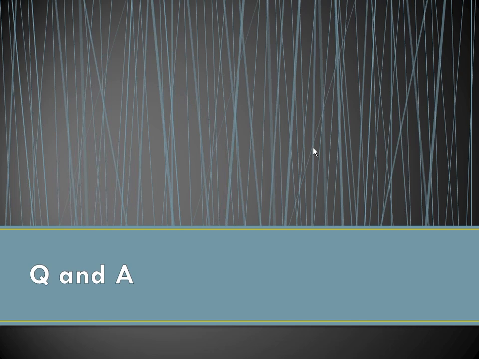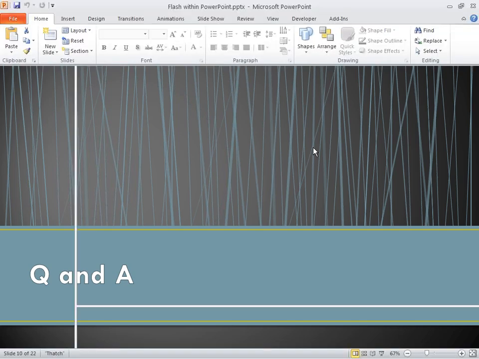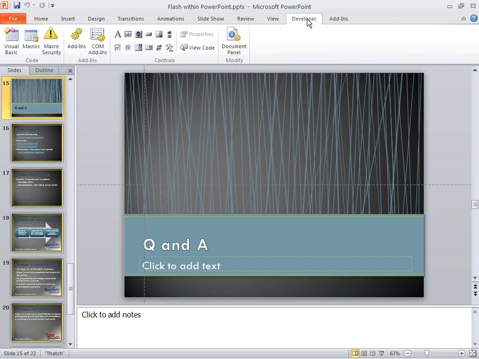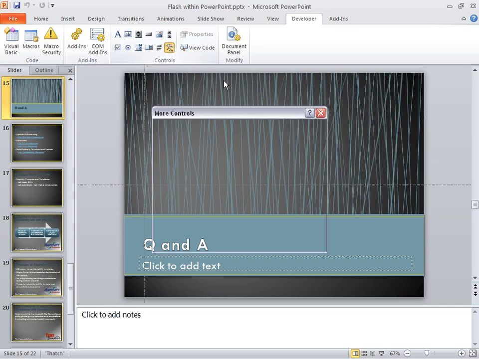Now that I have the Developer tab here, and you see the Controls area, in the Controls area you see several controls. What you have to do is go to this particular control. When you hover your cursor over it, you will see a tooltip that says More Controls. Click on that button, and it opens a dialog of the same name, More Controls.